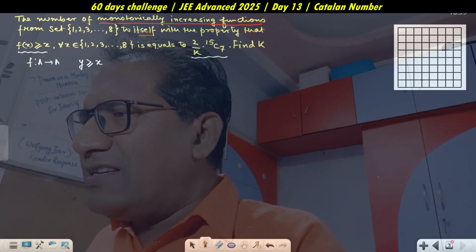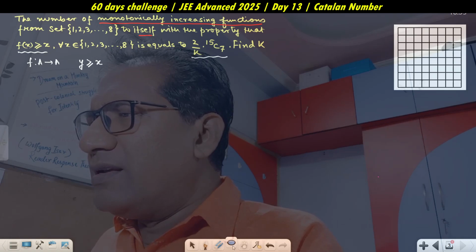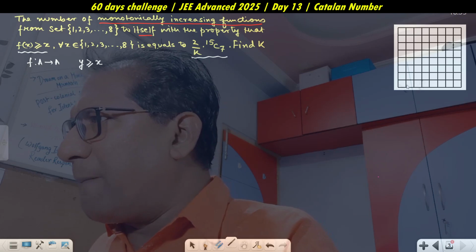In this case, let me draw the diagonal for this set which is given to us. Let me first draw it, then I will explain.